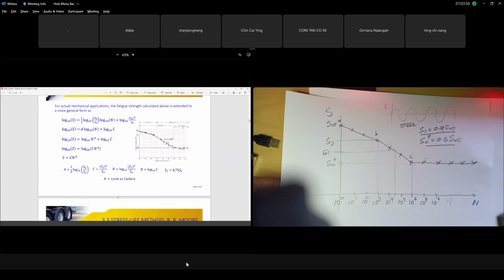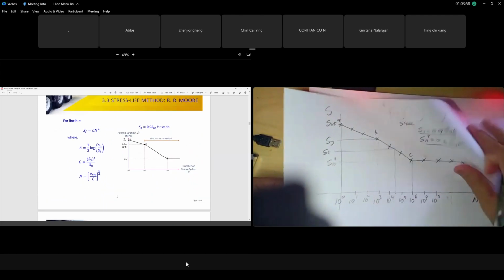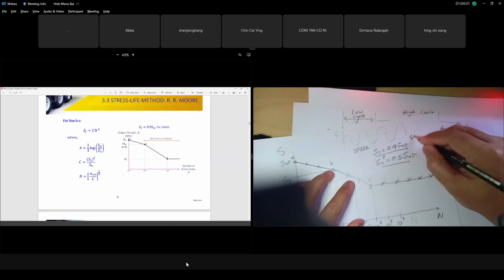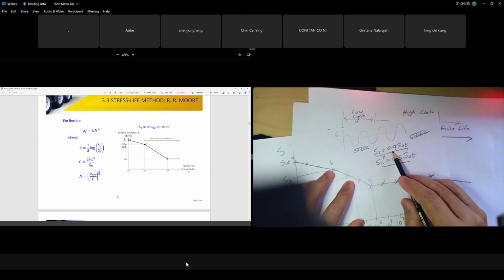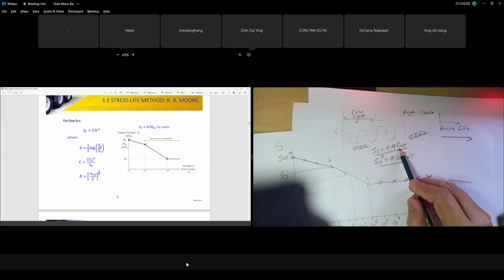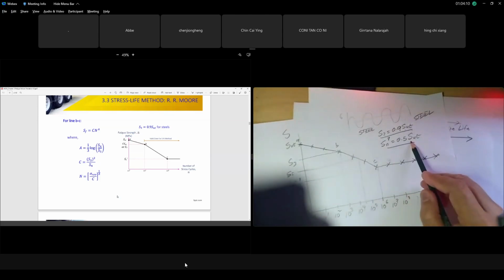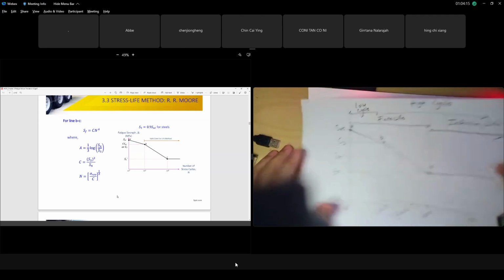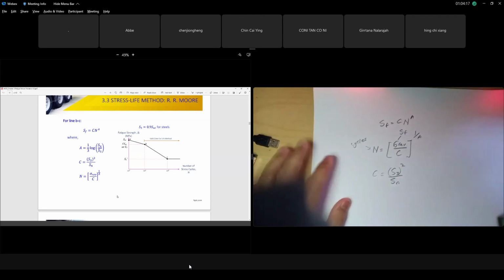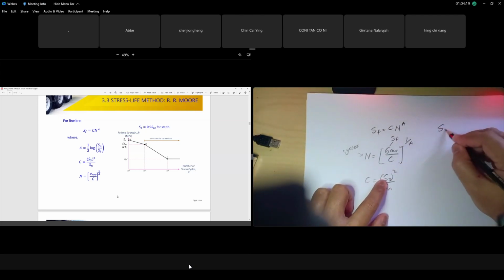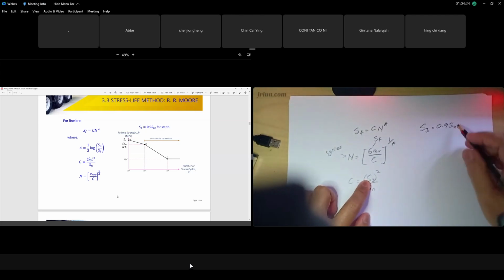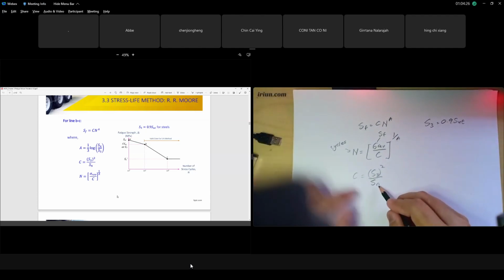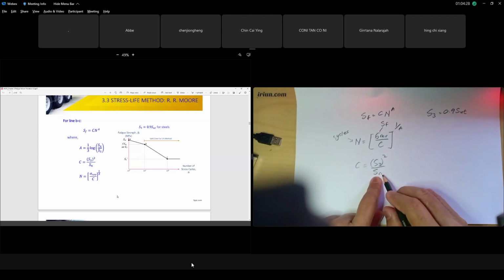S3 is 0.9 SUT for steel. This is valid only for steel; for different materials it is different. S3 is 0.9 of your SUT, and SN is 0.5 SUT, only for steel, because we focus more on steel material. Now that we have S3, we know it is 0.9 of your ultimate tensile strength, which you can get from the table of properties of your material. Okay, and what is Sn?